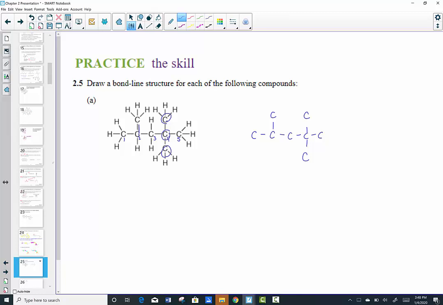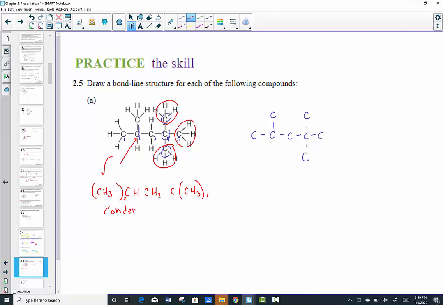This carbon has two groups of CH3 on it, CH3 taken twice and another hydrogen. It leads to a CH2 group, which leads to a carbon who has CH3 taken three times. There's three methyl groups. That's practicing going from Lewis dot to what we called a condensed formula. And that's a skill in this chapter as well.